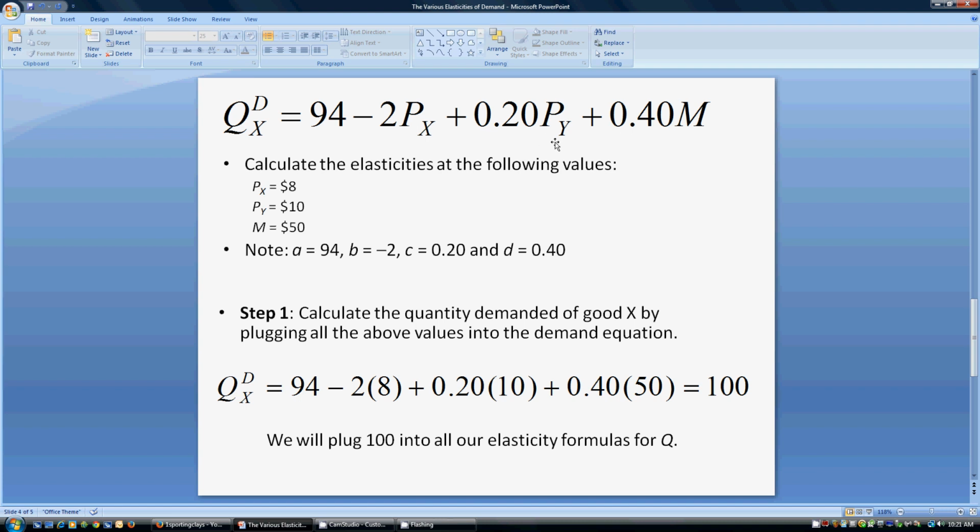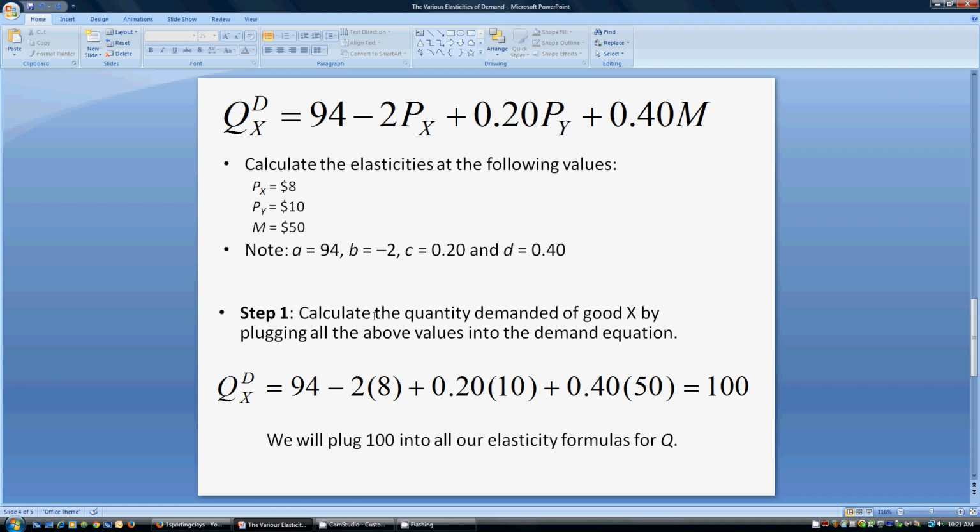So you might be given on a test or an exam or a homework set a linear demand equation, maybe in the format like this. And then you'll also usually be given the values of the specific prices, the price of good X, the price of good Y, and consumer income. So let's say that the price of good X is $8, the price of good Y is $10, and consumer income is $50. So those values again will usually be given to you.